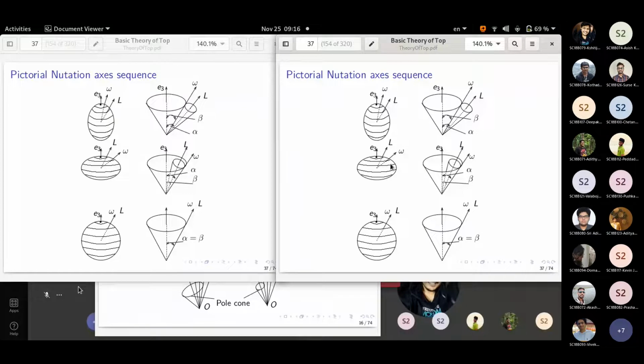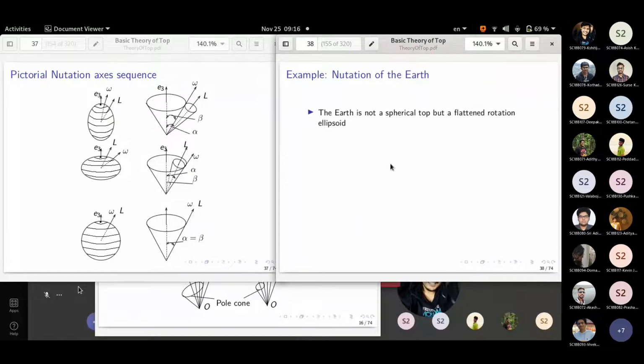So let us now look at some examples. So we will take the nutation of the earth. In this particular case, when we say nutation, we are trying to understand how the omega is trying to move around the E3 axis. And then we will also discuss the precession case, how the L vector is trying to move or the omega is trying to move around the L vector. So both these cases we will consider.